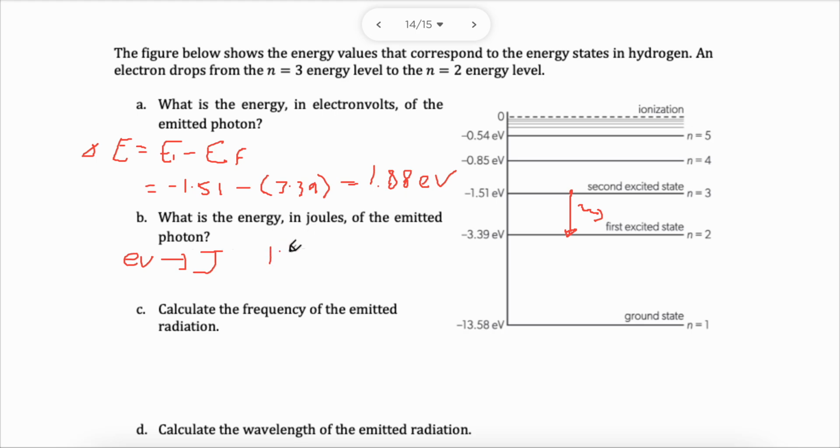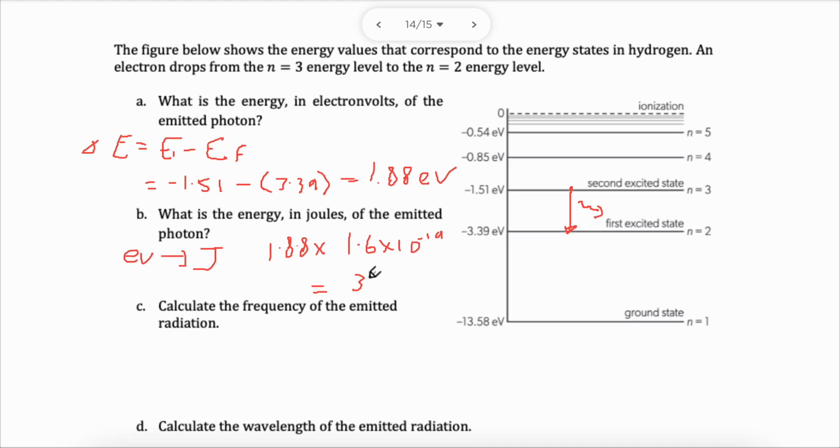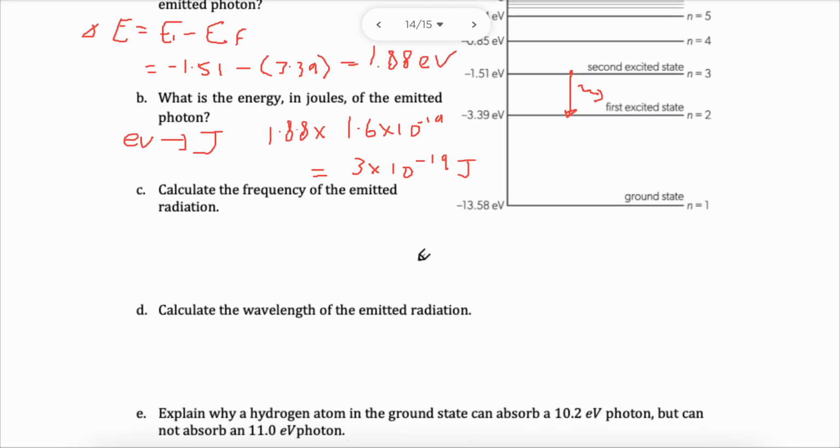So I will take 1.88 times 10 to the minus 19, and that is hopefully going to get me. No, I've done that wrong. I'm being so silly. 1.88 times 1.6 times 10 to the minus 19. That's what I'm going to do. Now I'm going to go from electron volts into joules. So let's do that. 1.88 times 1.6 times 10 to the minus 19. 3 times 10 to the minus 19. That looks nice. That looks about right. Okay. 3 times 10 to the minus 19.